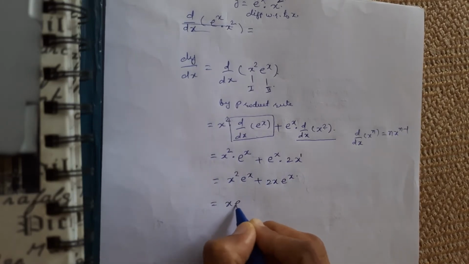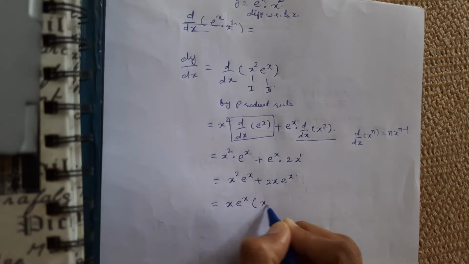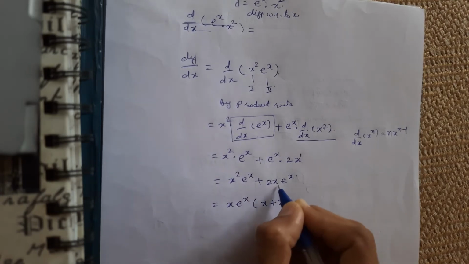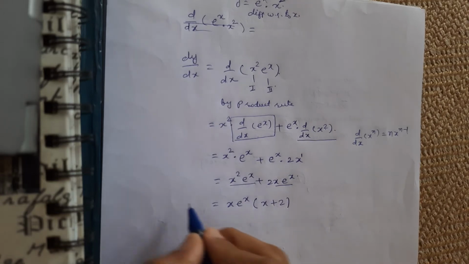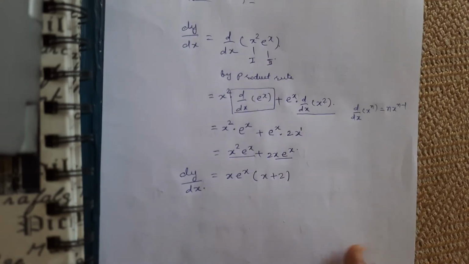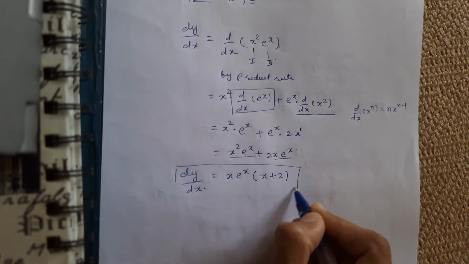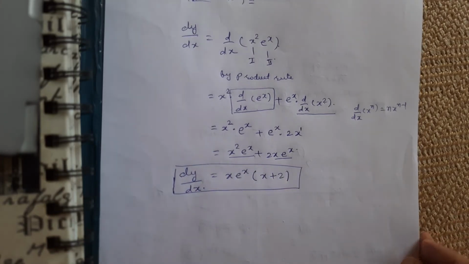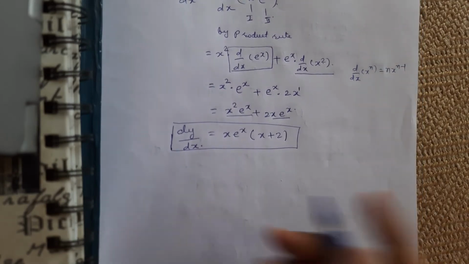Now if I take x e to the power x common, I will get x plus 2 remaining. I am just taking this term common, just to represent it nicely. So that's my derivative of x square into e to the power x.